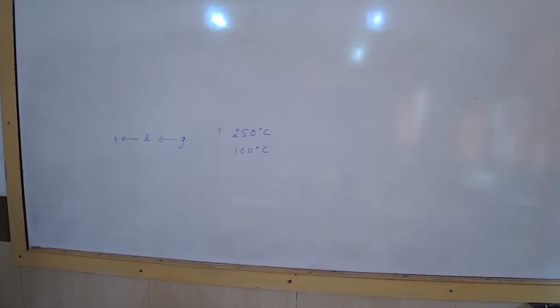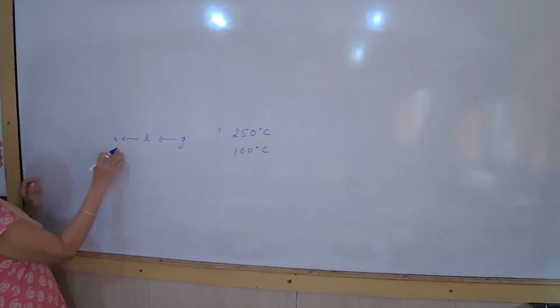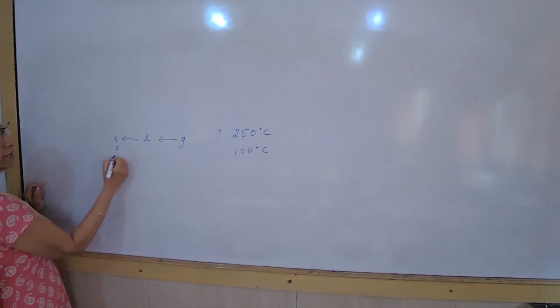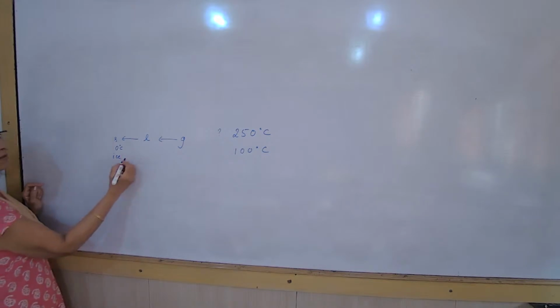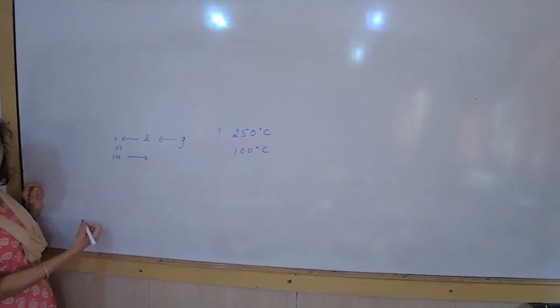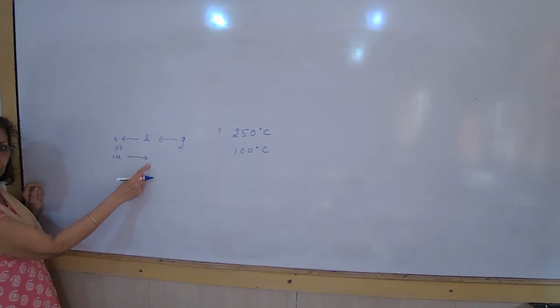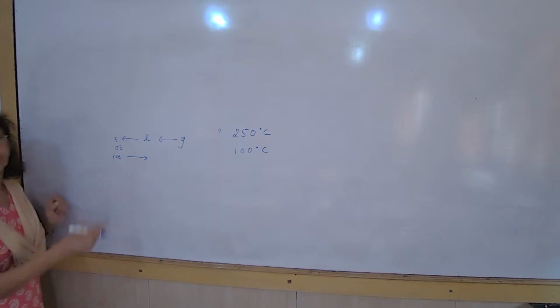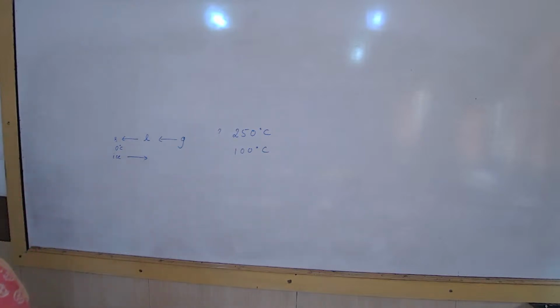Melting and fusion, I said it is the same thing. See here, solid is at 0 degrees. Okay, this is ice. It is melting. It is becoming water, liquid water. This is called melting point, also called fusion. What is diffusion and osmosis?